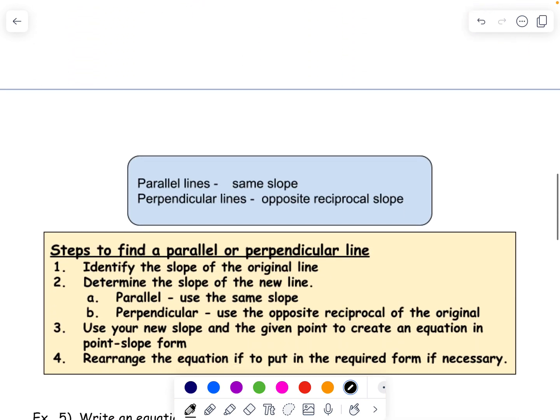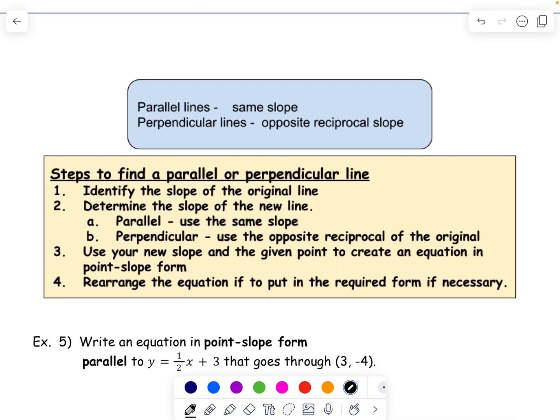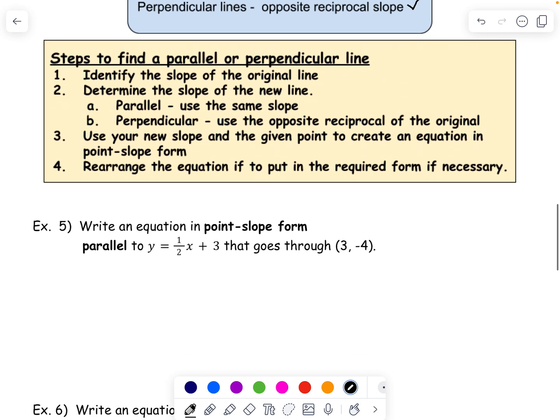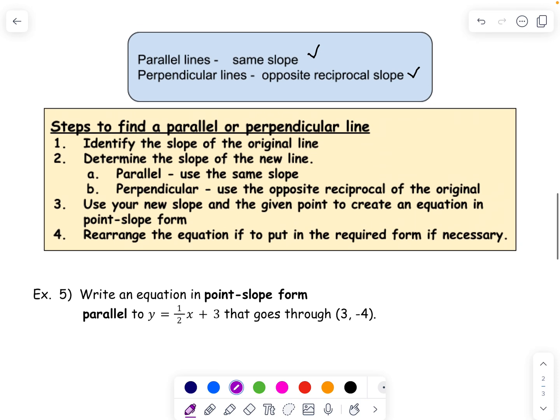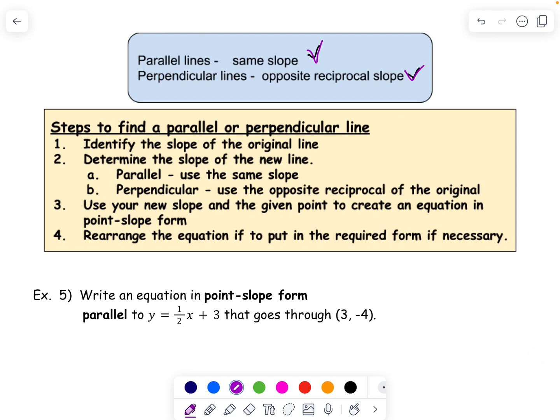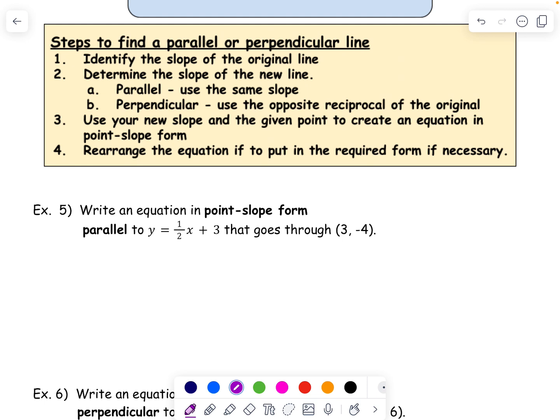Okay. All right. Let's go to our next thing that we're going to talk about, parallel lines and perpendicular lines. This should be review. Parallel lines have the same slope, and perpendicular lines have opposite reciprocal slopes. So we need to know that. So when we're trying to find a line that is either parallel or perpendicular, and that goes through a point, the only thing we're going to use from the equation itself is our slope. And we're either going to use the same slope, or we're going to use the opposite reciprocal slope.